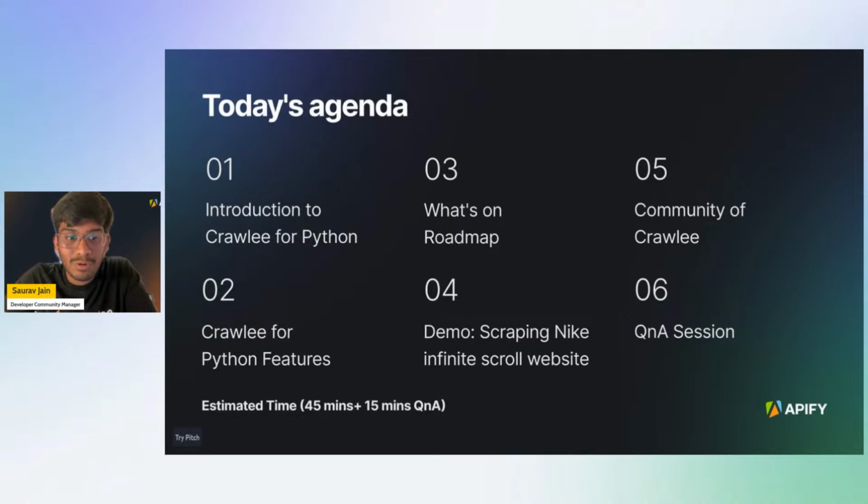We'll quickly go over all the features of Crawlee for Python that you should know about. And then we have a section, What's on Roadmap, where we'll tell you what our team is working on and what you can expect in the next few weeks and few months. Then we have a special section for developer friends where we'll be coding one of the many use cases that Crawlee for Python can do, scraping an infinite scroll website on the Nike sneakers page. So it's going to be very amazing for all the sneakerheads there.